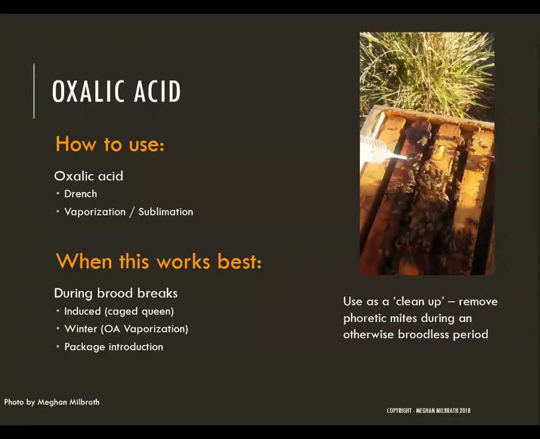The idea with oxalic acid is that you want to get it on all of the bees, and so it works really well. It doesn't get through the cappings, so you want to use it at a time when you don't have a lot of capped pupae. This is during brood breaks, which we do have a couple of times naturally. One is when we have a caged queen, or when we're doing a split. The other is in the winter, and you can do the vaporization at this point, or right when you're introducing packages. This is a lovely tool when you're introducing packages. I usually view it as a treat up.